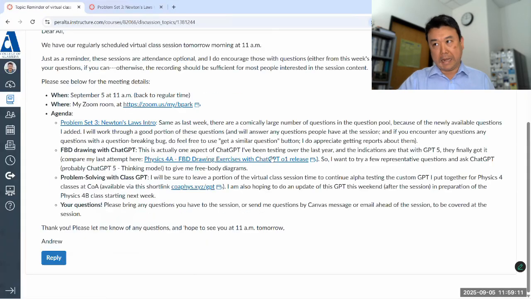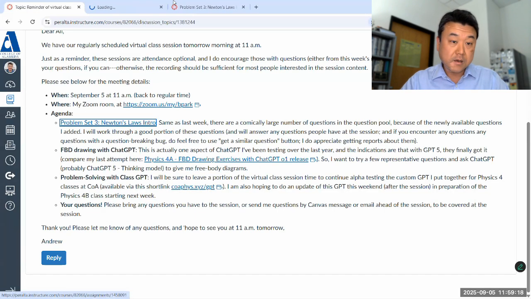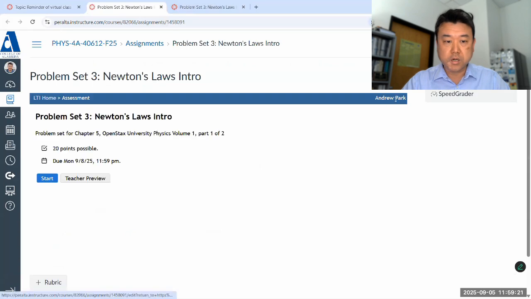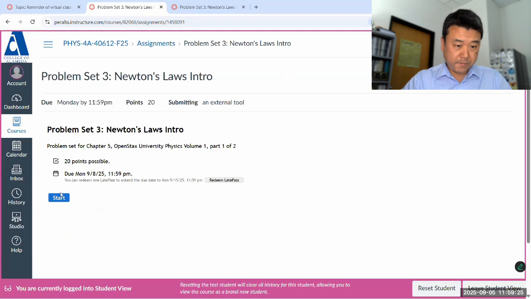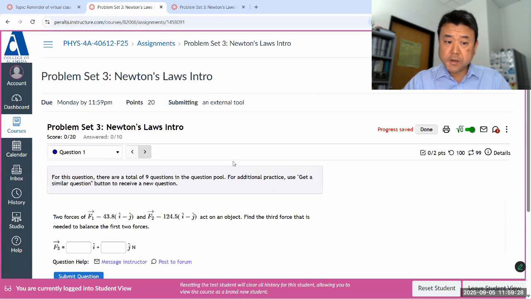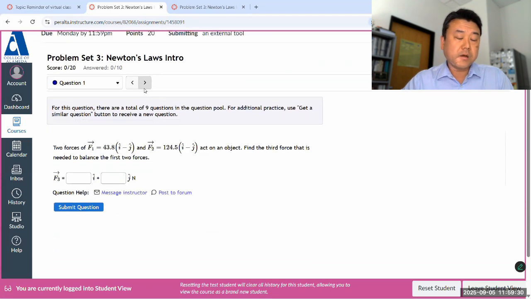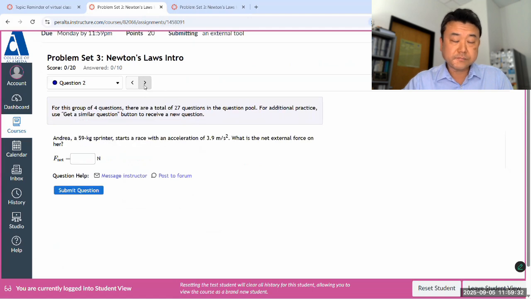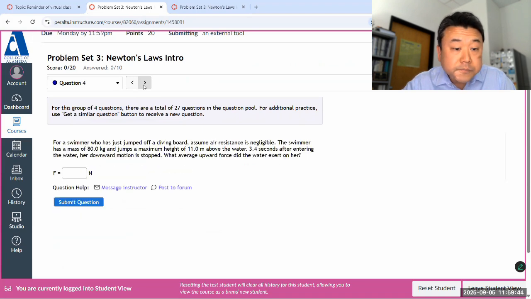We don't have any time remaining, but let me just do one quick thing with the problem solving class GPT, because I think it's... let me just ask it one question in our problem set 3 that maybe involves a free body diagram, and it'll be a way to test if some of the things I did in the system instructions for CoA Physics GPT messed up what ChatGPT vanilla version can do. So let me see here.